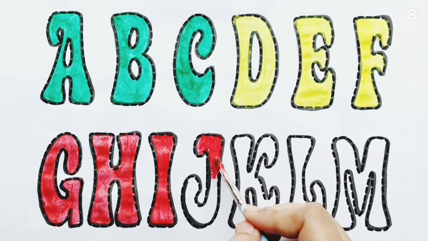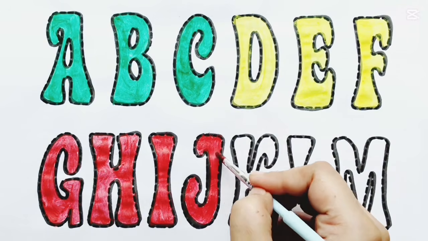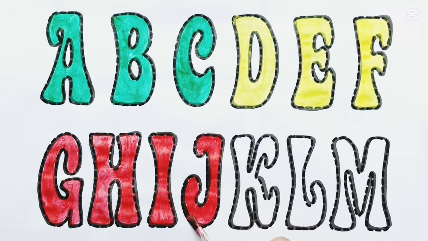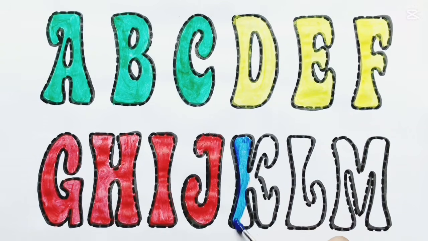1, 2, 3, let's go! A, B, C, count the rhythm and 1, 2, 3, we're singing all together. Blue color. K for kite.